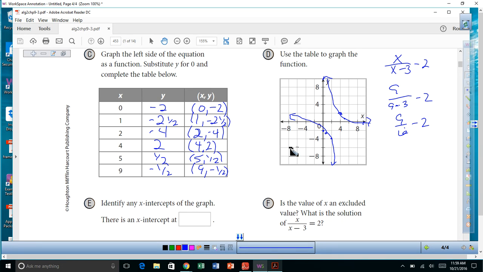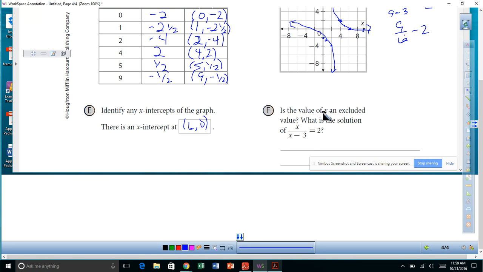Identify any x-intercepts on the graph. Well, it looks like it crosses here at 6. That would be 6, 0. Is the value of x an excluded value? No, 6 isn't. 3 is excluded, but 6 is not. So x equals 6 is not excluded.